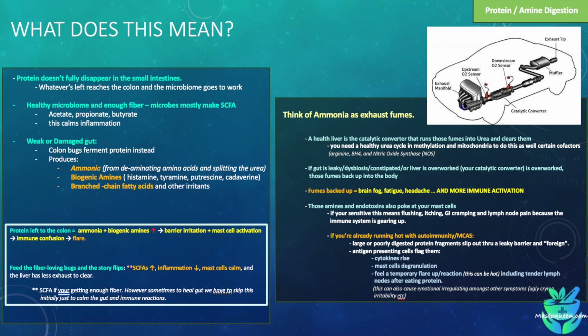However, sometimes to heal the gut, we have to skip this initially just to calm the gut and the immune reactions. And generally, we do this through fasting and possibly juicing, depending on your unique biochemistry. But you're starting to see why I'm always saying we have to fast and we have to juice. This is all part of that equation. And the fasting and the juicing bypasses all this, resets it, and rebuilds your system.